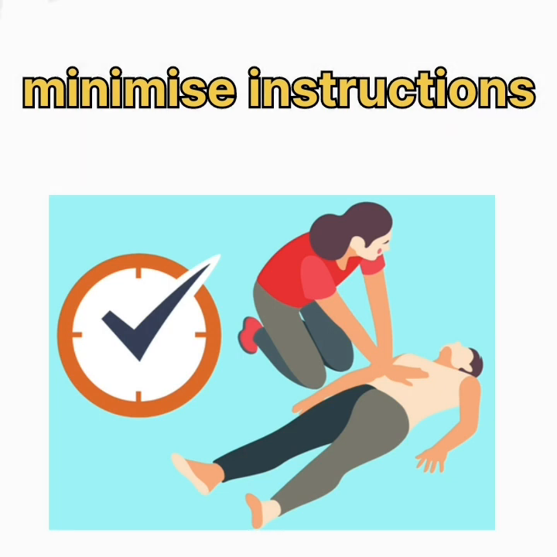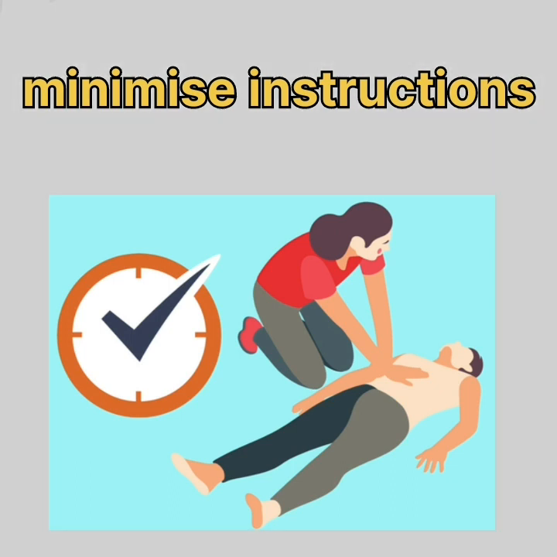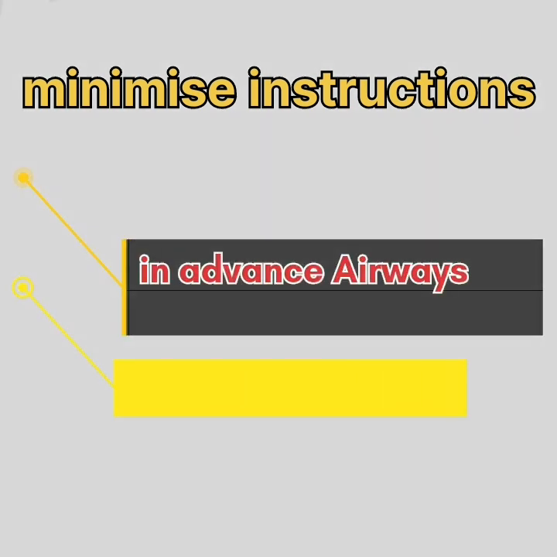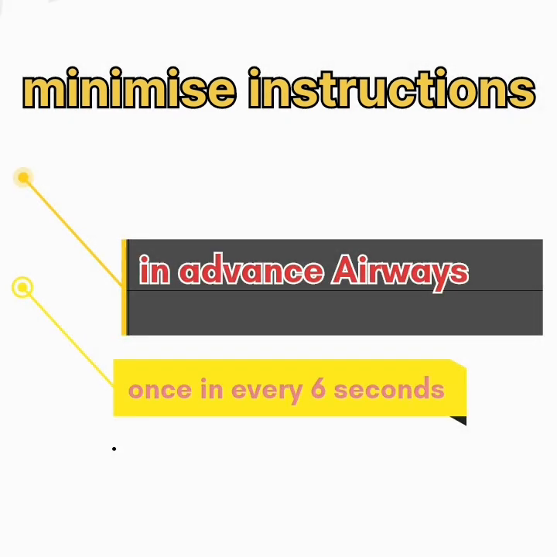If there are 2 persons giving compressions, then one should give compressions continuously for at least 2 minutes. Only give breaks for the rescue breaths after 15 compressions. If there is an advanced airway, there is no need to stop the compressions in between to give rescue breaths. You can give a rescue breath once every 6 seconds. No need to stop the compressions and wait.